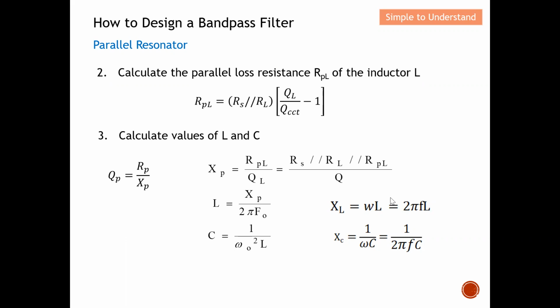If you still remember, we have discussed about this. XL is equal to 2 pi FL. So if we want to find the value of L, I move the 2 pi F over here. So it will be XL or XP over 2 pi F naught, which is the resonant frequency. We can also find the capacitor value by using this 1 over W naught squared L.